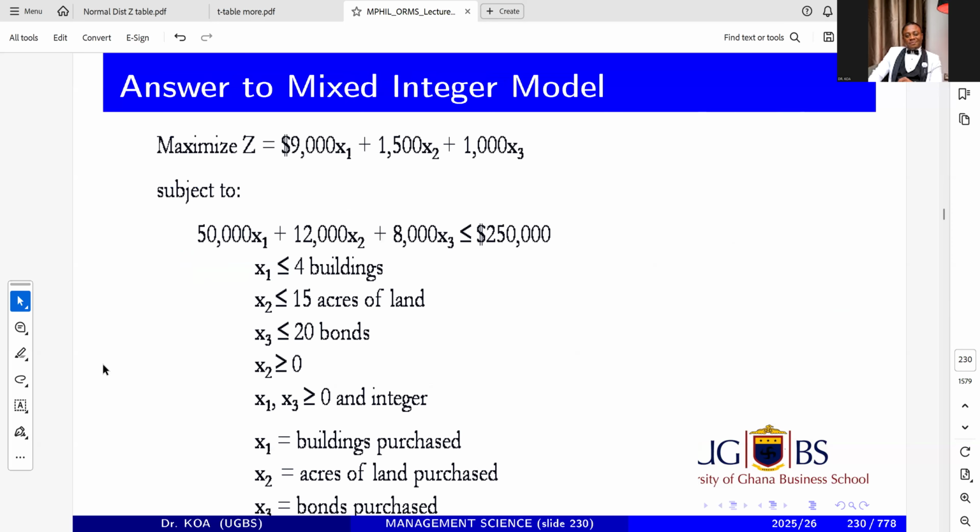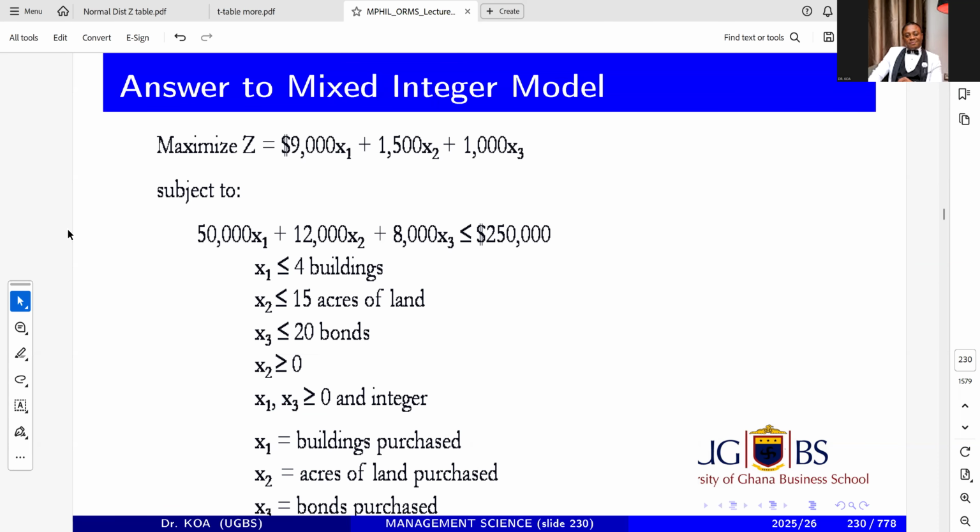So let me show you the formulation. When you look at it here, this is the building and that of the bonds. Both of them are non-negative as usual, but you have an integer for them. But that of the land is just non-negative, which means it can be decimals.